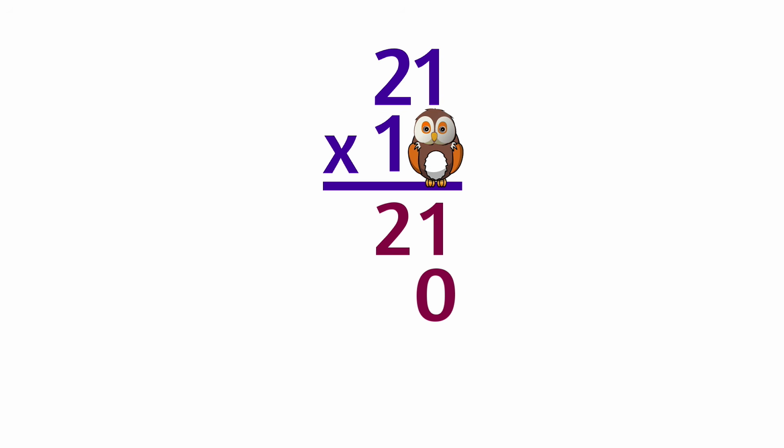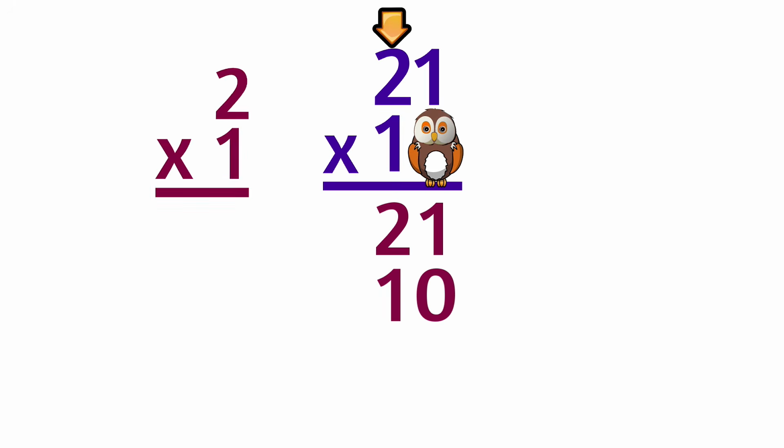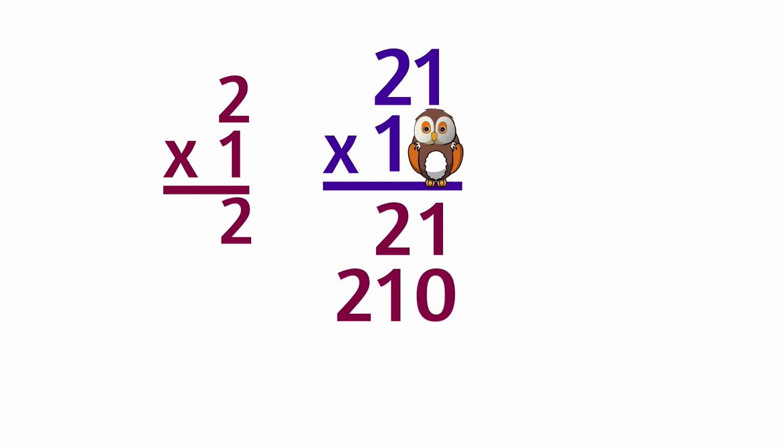What's next? Well, we multiply like we did before, except we are multiplying by this digit in the tens place. We multiply across 1 times 1. What is 1 times 1? 1. That's right. We put the number 1 right here. And what is 2 times 1? 2. Yep, 2. We put the number 2 down here.